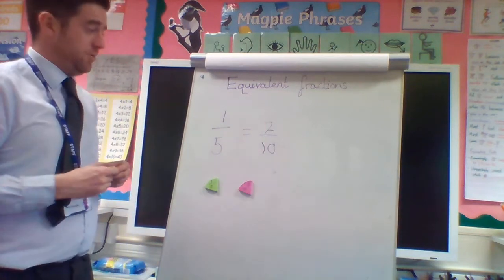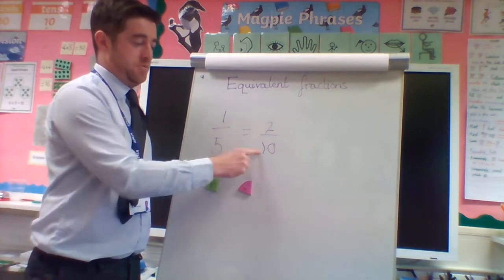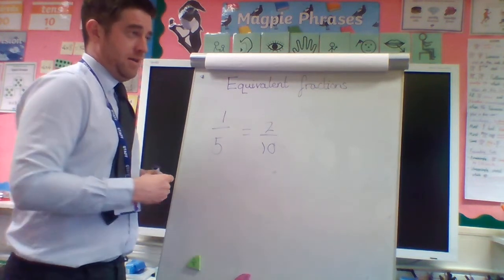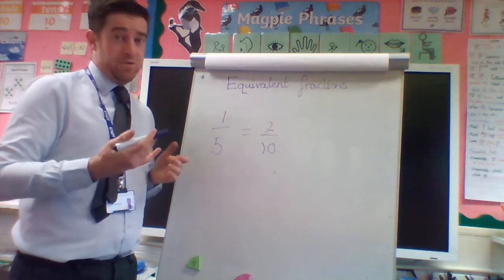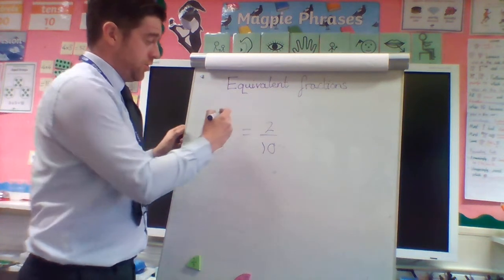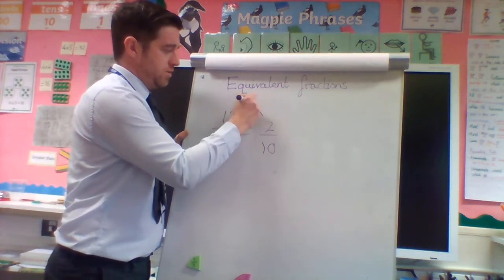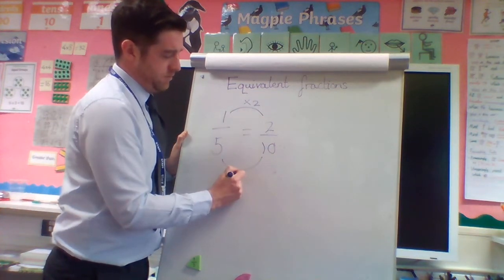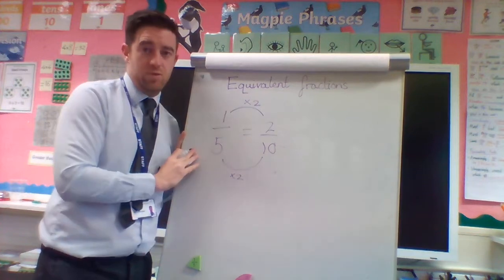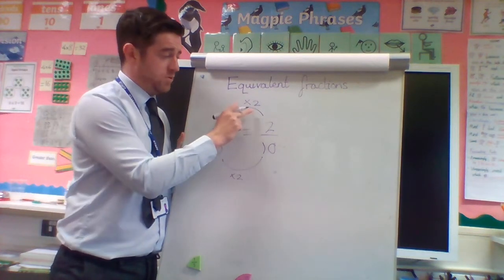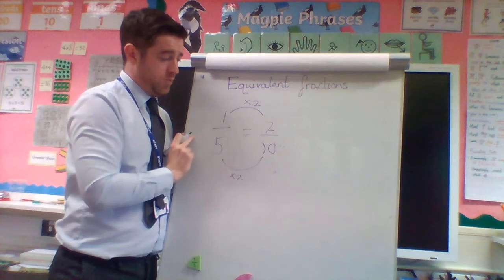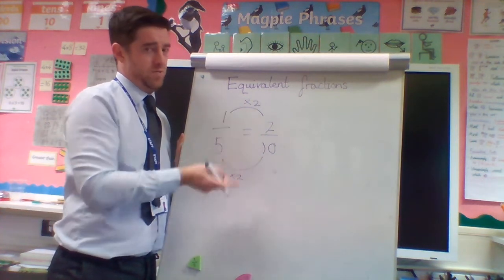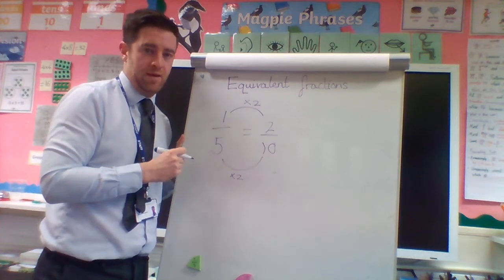Okay, now you might have noticed that actually the numbers are just doubling. You might have noticed it earlier on. And that's quite a useful trick. It's also another reason that you need to learn your times tables, because 1 times 2 is 2 and 5 times 2 is 10. You could just multiply the numbers. But whatever you multiply the numerator by, you must multiply the denominator by. You can't multiply them by different numbers. It has to be the same.